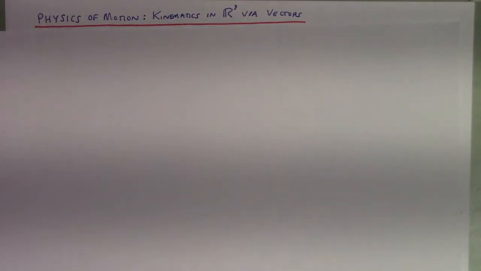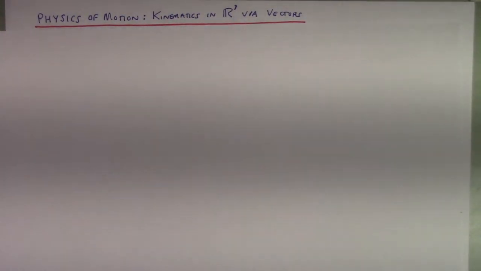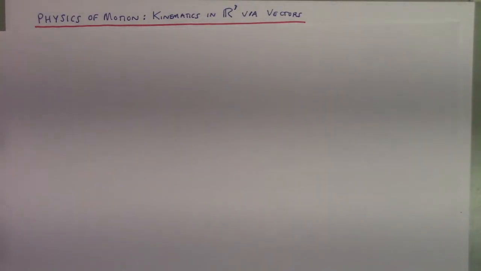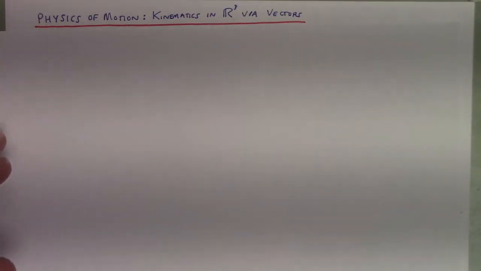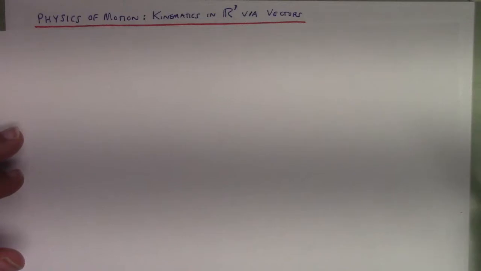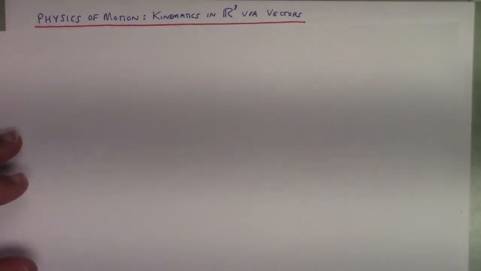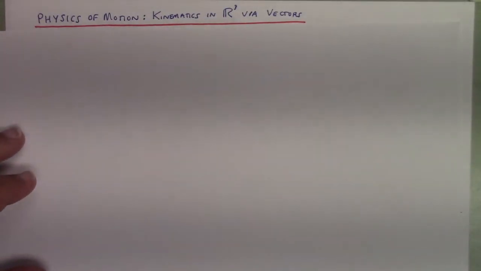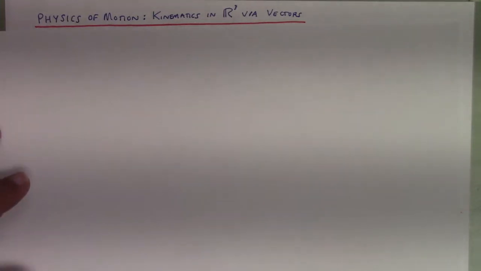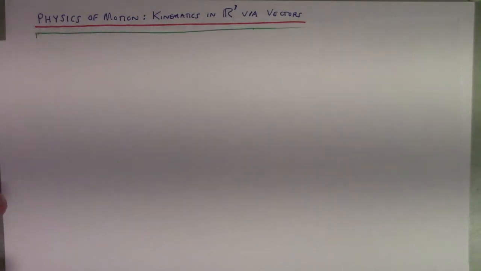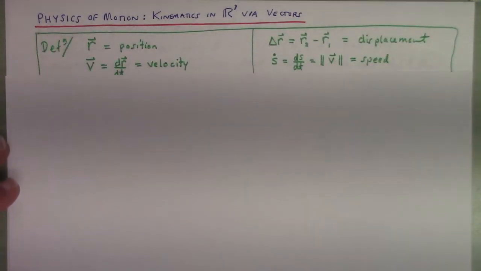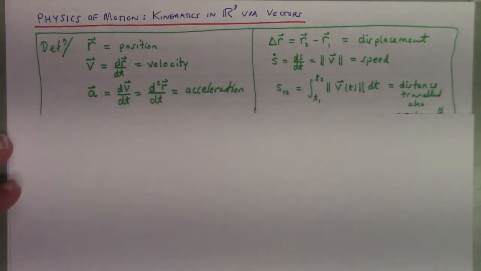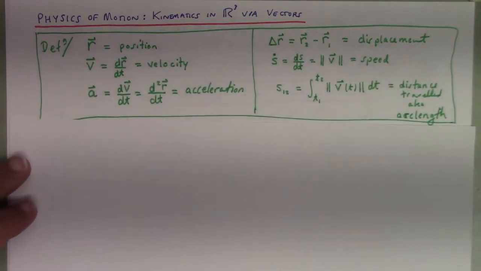All right, so let's talk about the physics of motion. In particular, let's talk about the kinematics. Kinematics is the study of motion, and I want to talk about the study of motion in 3 dimensions using vectors. So to start with, the thing that's really nice about vectors is they allow us to give really nice, clean, relatively elegant definitions of these things.